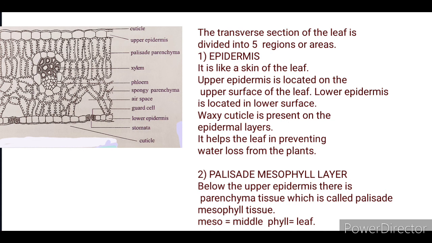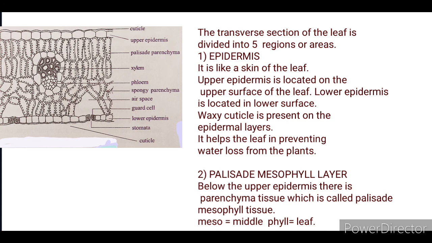Let us see the picture. So many parts are there. The midrib region contains vascular bundles. The transverse section of the leaf is divided into 5 regions or areas. The first one is the epidermis. It is like the skin of the leaf. The upper epidermis is located on the upper surface of the leaf. The lower epidermis is located on the lower surface. A waxy cuticle is present on the epidermal layers. It helps the leaf in preventing water loss from the plant.